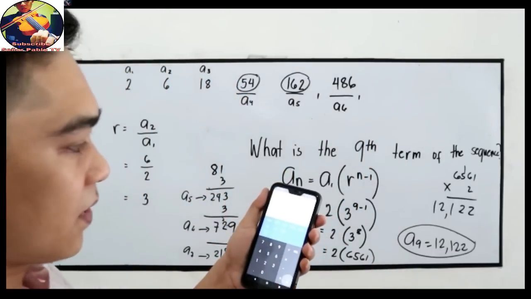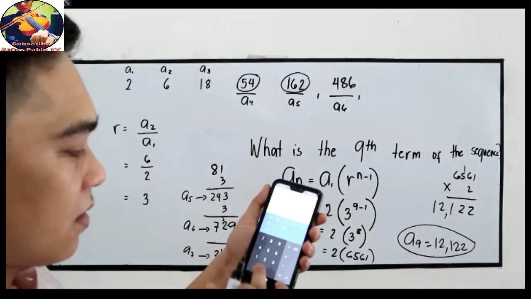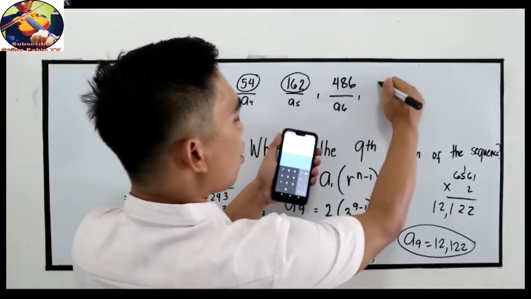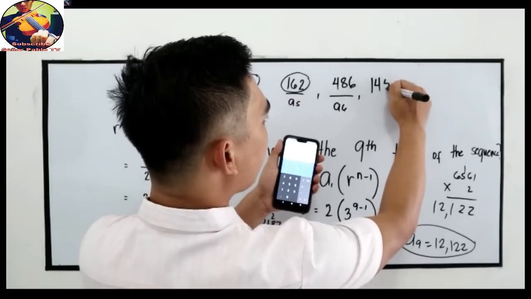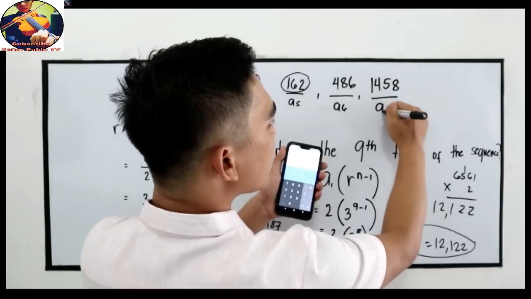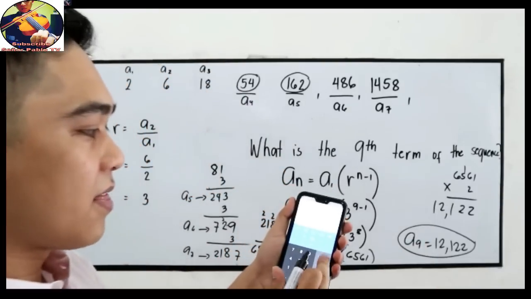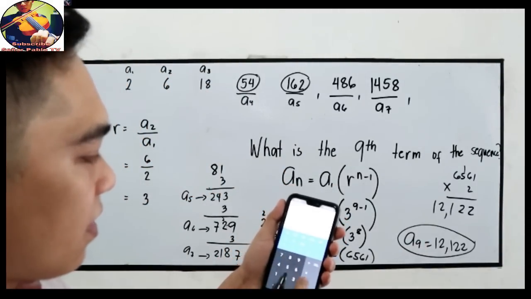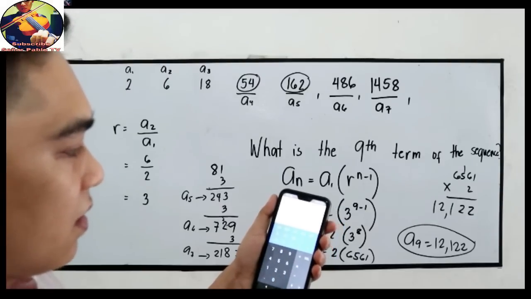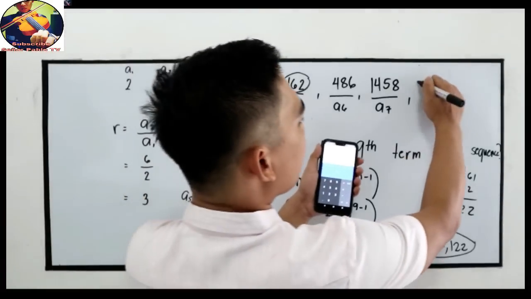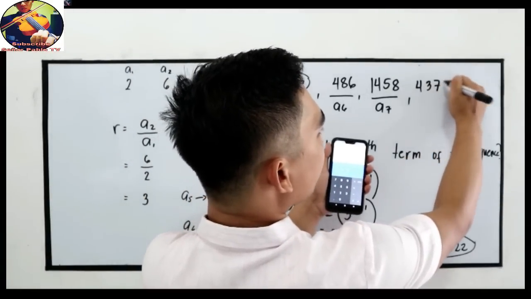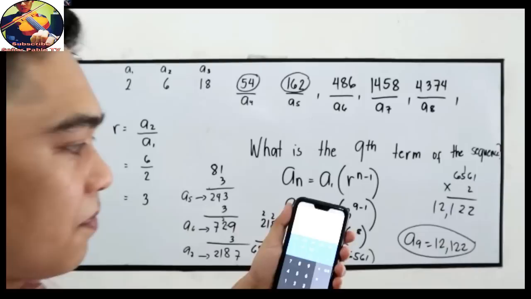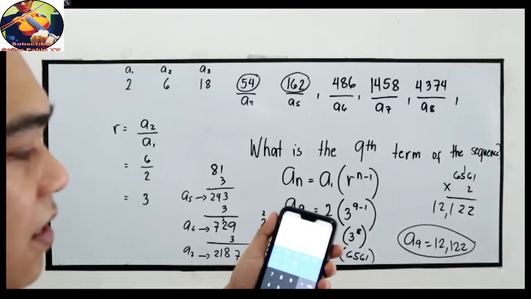Next, times 3. 486 times 3, 1458. Ito ngayon si A7. Next, 1458 times 3, 4374. Ito ngayon si A8. And last, times 3.